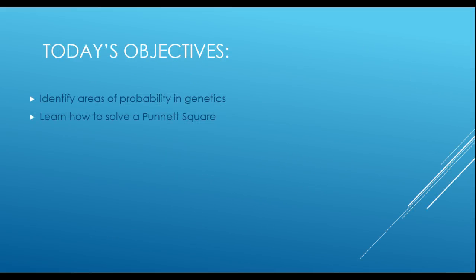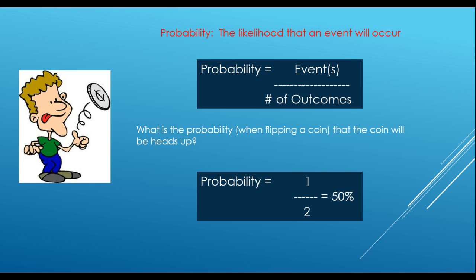Hey, welcome back everybody. Today's objectives are to identify areas of probability in genetics and to learn how to solve a Punnett square. In genetics, we have a lot of things that have to do with probability. Probability is the likelihood that an event will occur. We could put this into an equation. Probability equals the number of events over the number of outcomes.